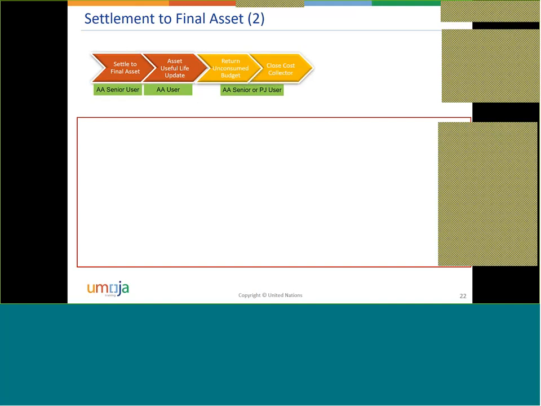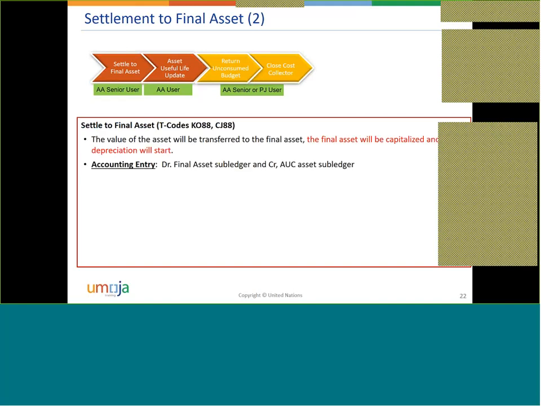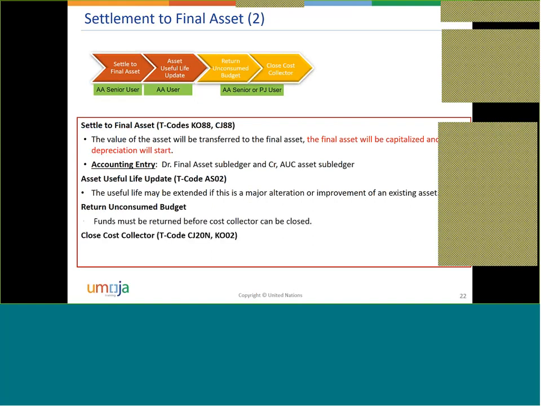And then the last two steps that are quite obvious: returning unconsumed budget and closing the cost collector, which is closing the project. In this slide, you also have an explanation. There was someone asking when does the depreciation start. This is replying to your question, sir. The question was if the depreciation starts in the final asset. Exactly. Once the value is transferred to the final asset, the final asset will be capitalized, and then depreciation will start. So depreciation will start after settlement to the final asset.